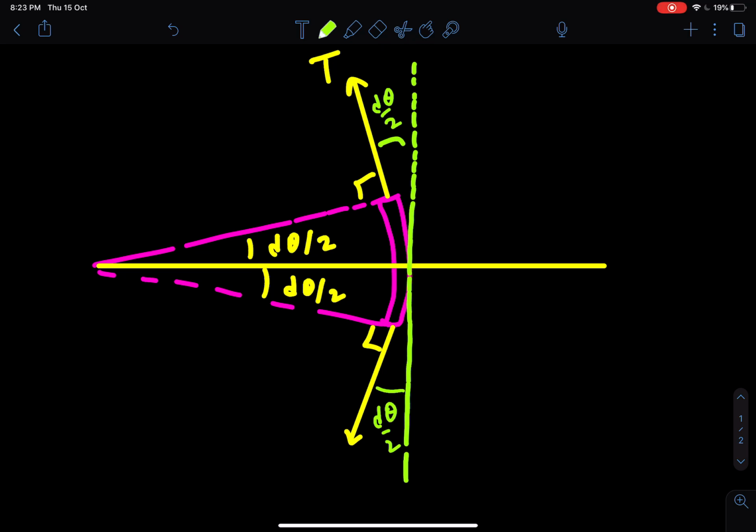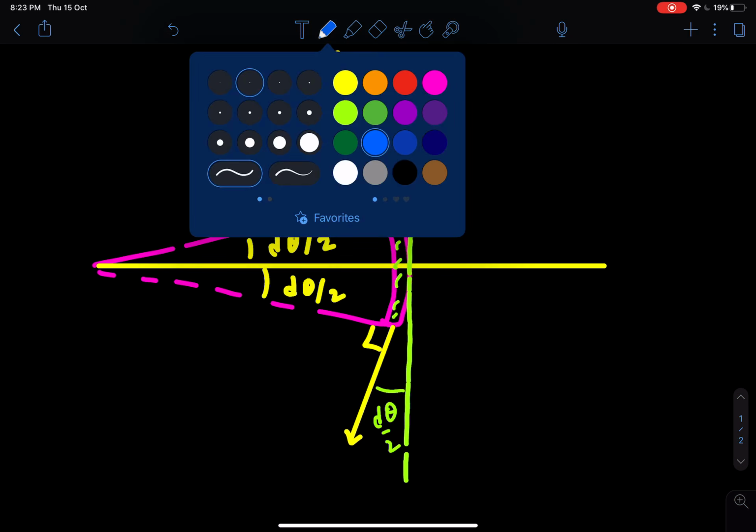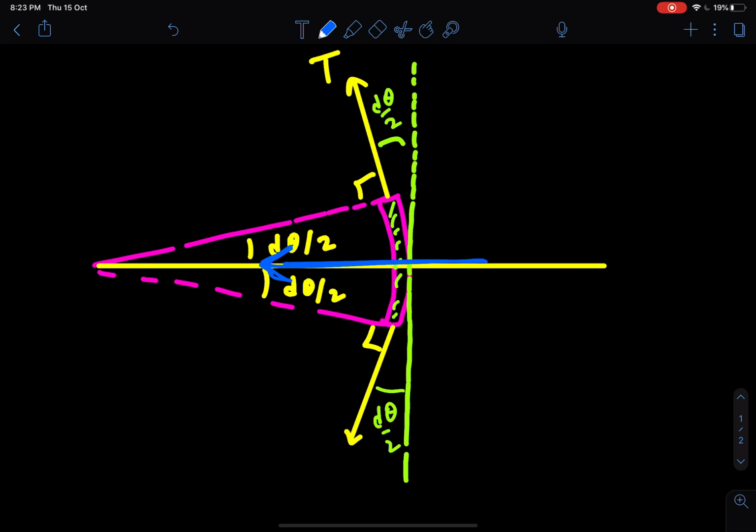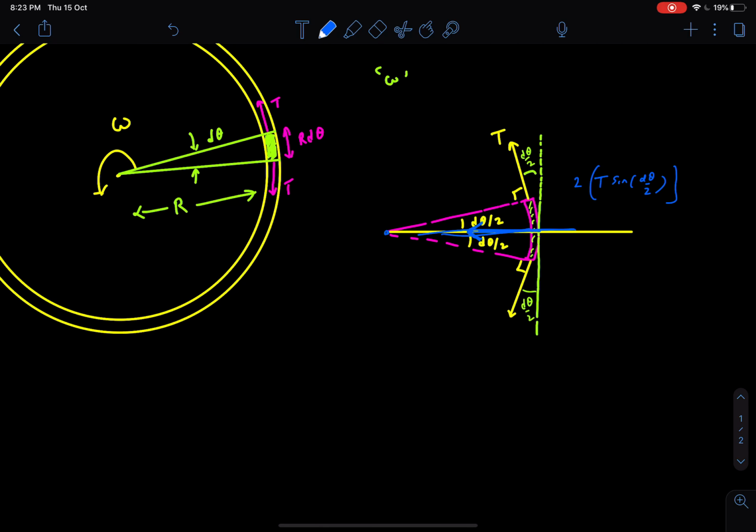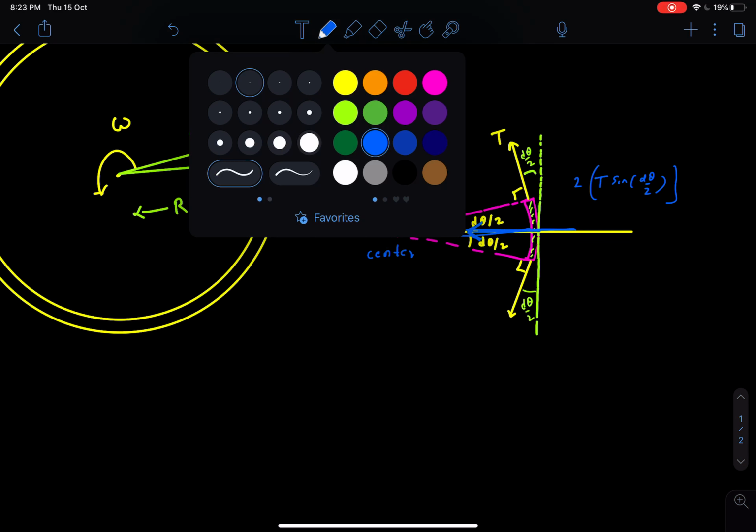So you can see that this T cos d theta by 2 from the upper tension and T cos d theta by 2 from the lower tension will get cancelled out, and T sin d theta by 2 will get added up. So on this element as a whole, the net force is in this way, and that is T sin d theta by 2, and there are two tensions. So this is the net force on this element, which is by the way towards its center also, because center is here. So net force towards the center is equal to mass into centripetal acceleration.